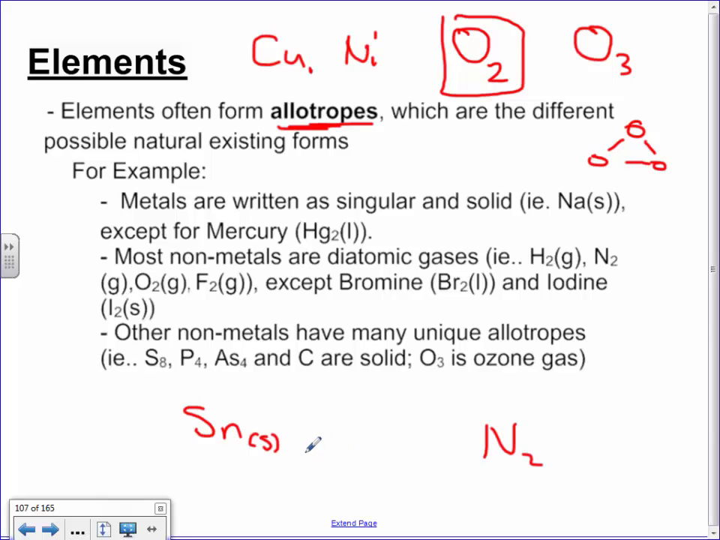We'll try another example here. What if I were to ask you about chlorine? Can you guys find chlorine on your periodic table? It's number 17.